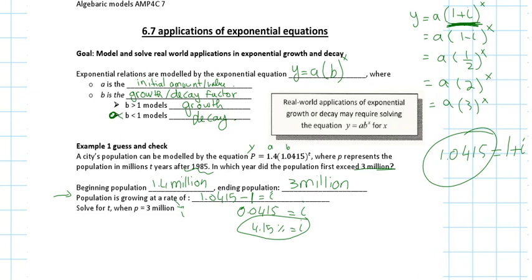Now, I multiplied this by 100 to get the percentage. When I do 1.0415 minus 1, I'm going to end up with 0.0415, yeah?